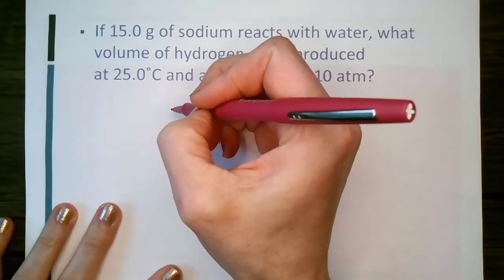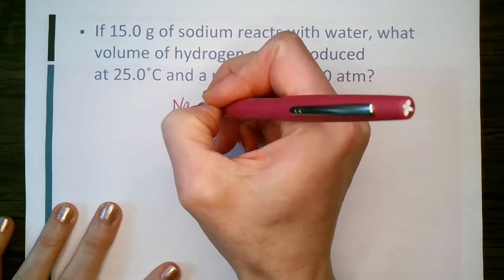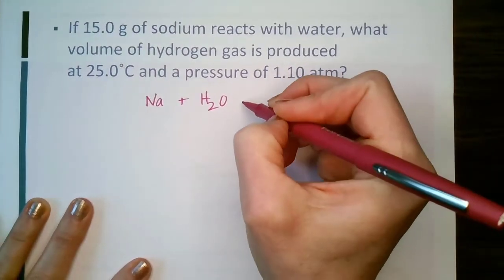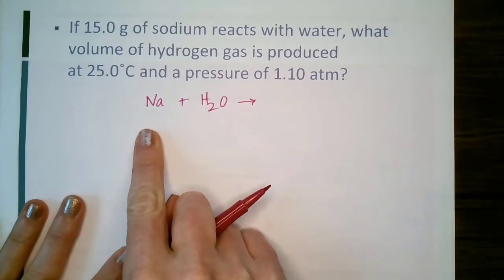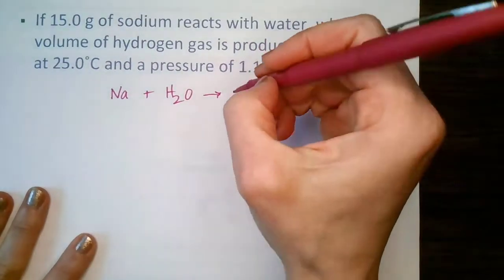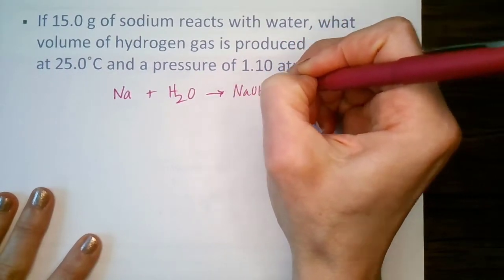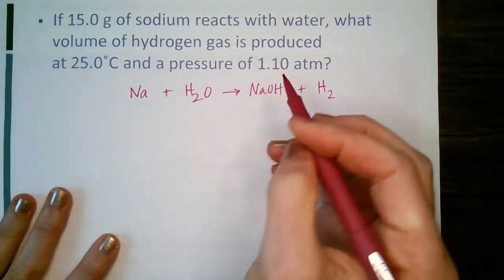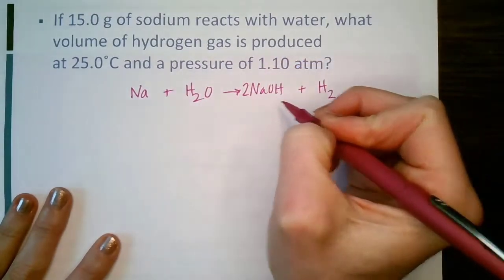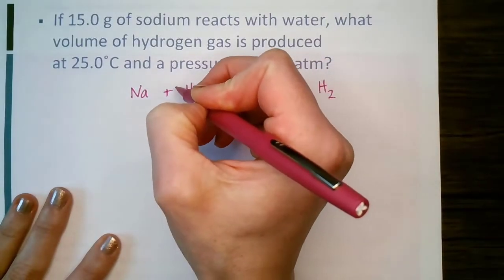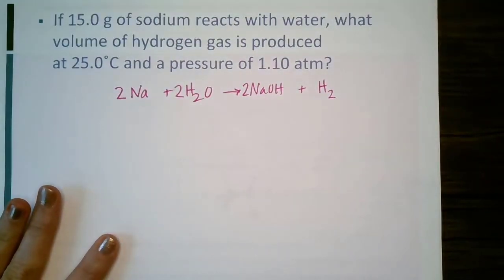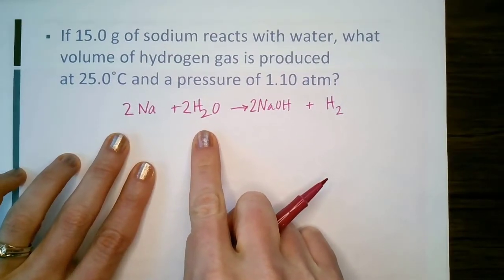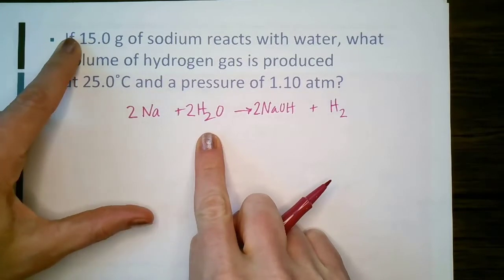Let's look at another problem here. We've got 15 grams of sodium reacts with water. Okay, it looks like I need to write a chemical equation here. I've got sodium reacting with water. What volume of hydrogen gas is produced? Okay, well, so we got to think about what my products are. I'm going to have sodium hydroxide plus hydrogen gas. Now I need to balance this reaction here, and I need, let's see, I've got 2 H's there, 2 waters, 2 sodiums. All right, so I have a chemical equation here.